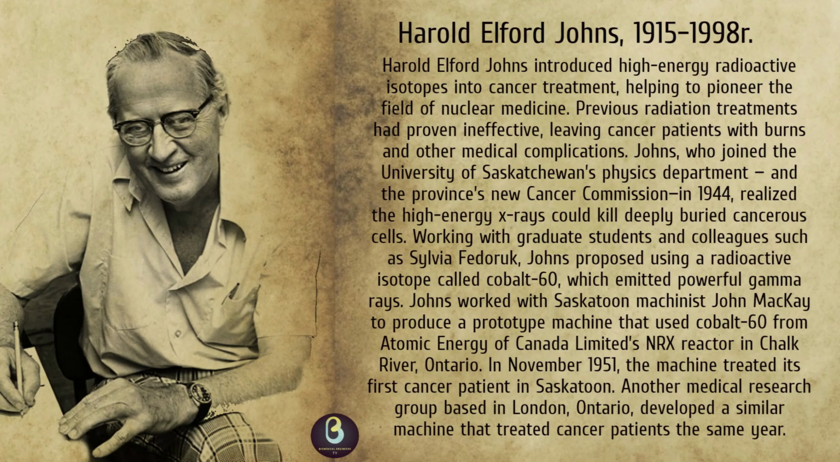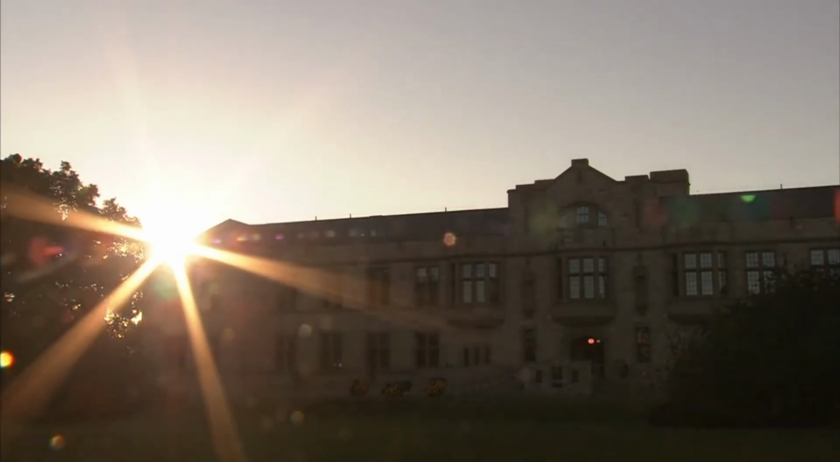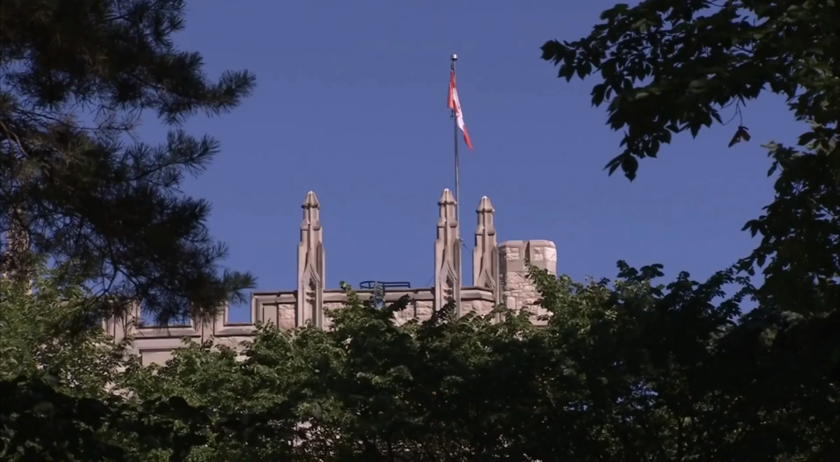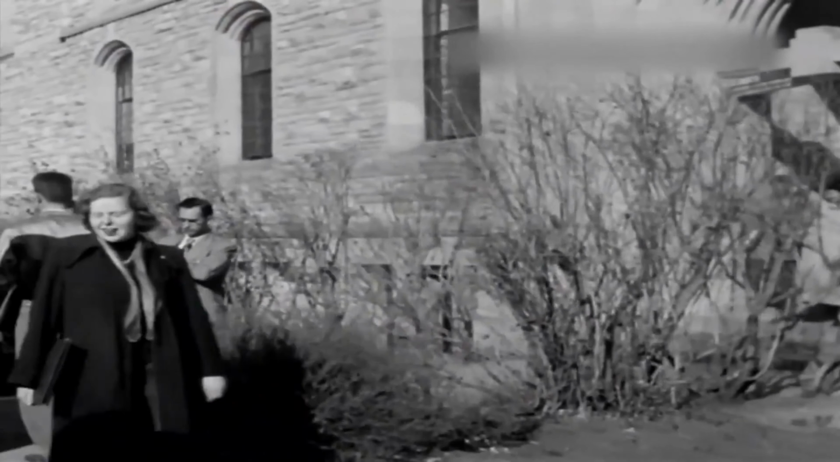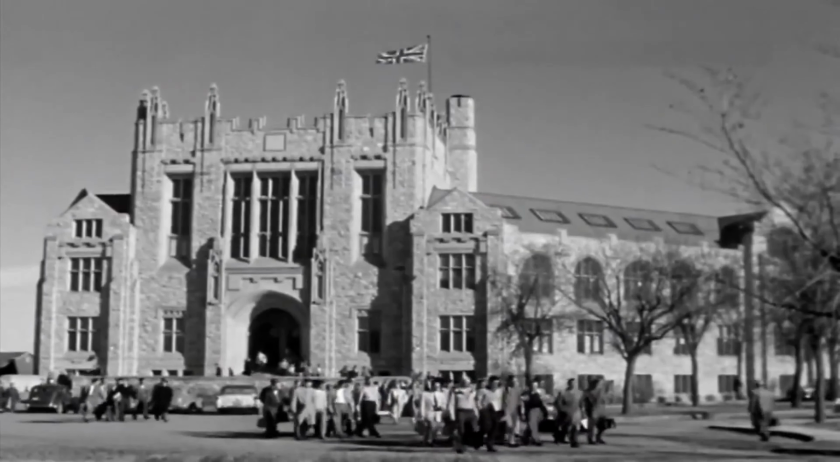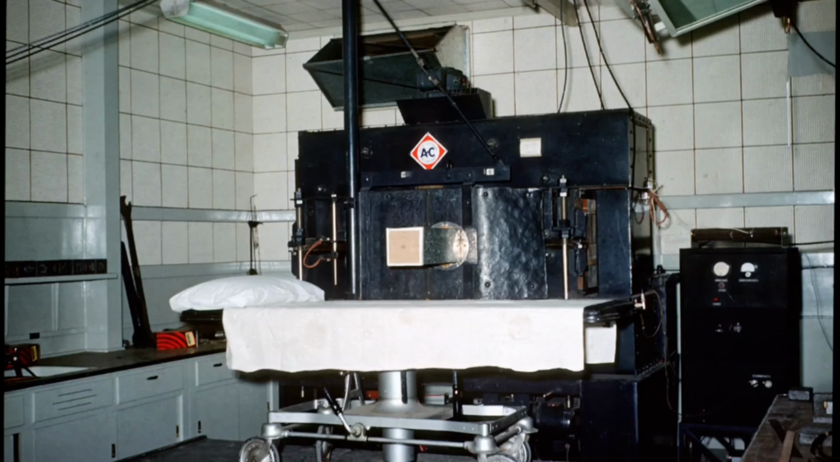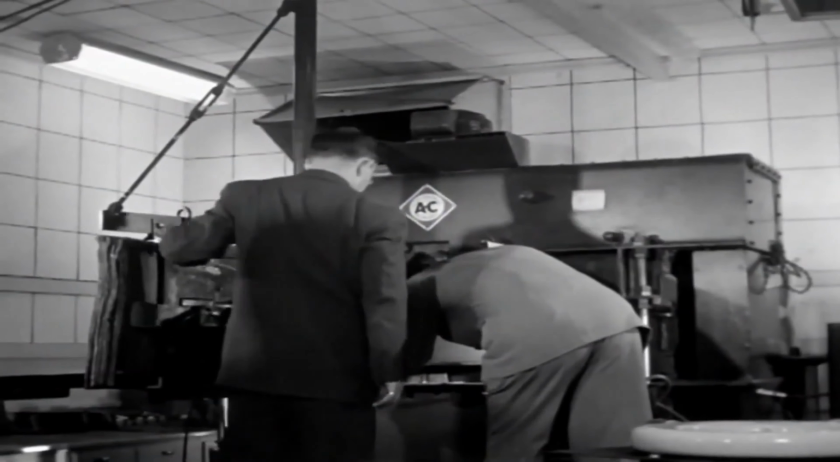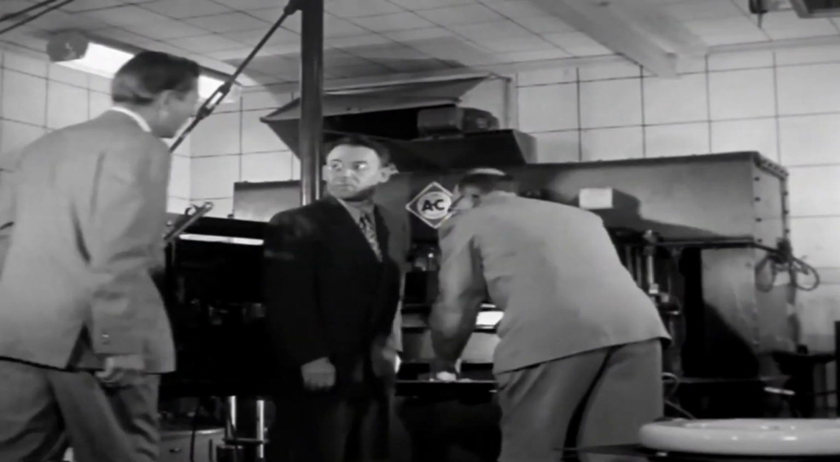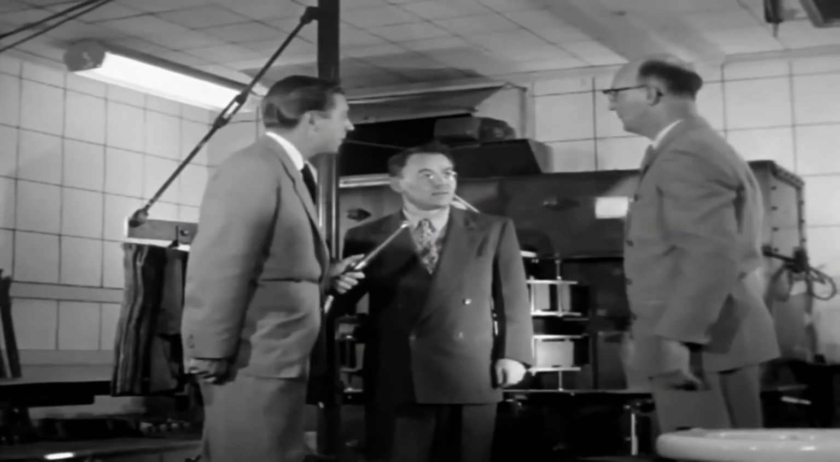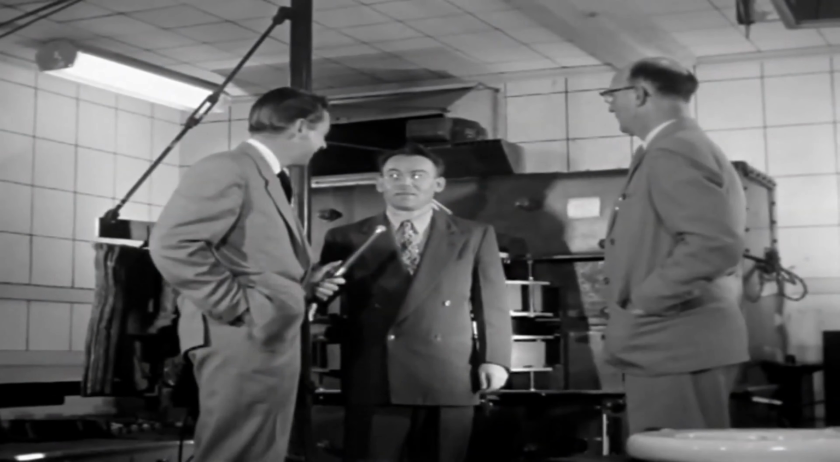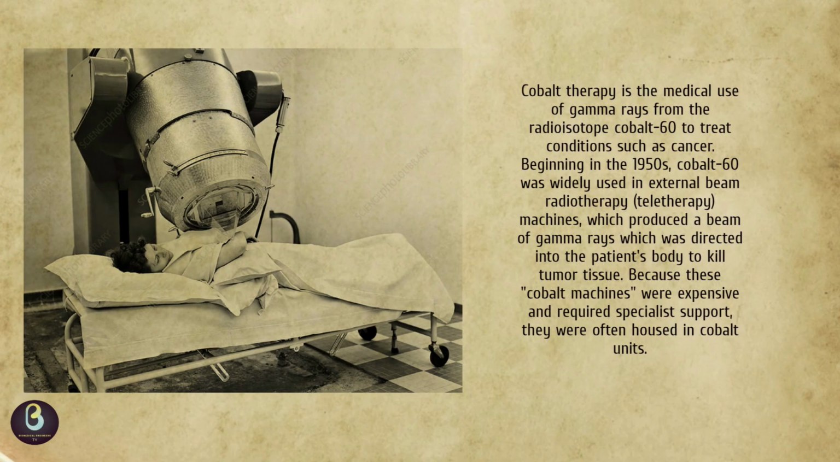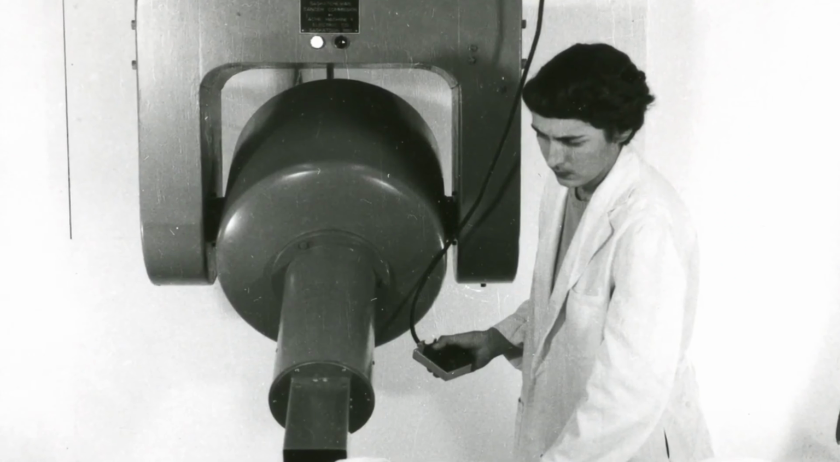In 1949, Dr. Harold E. Johns of the University of Saskatchewan sent a request to the National Research Council, or NRC, of Canada, asking it to produce cobalt-60 isotopes for use in a cobalt therapy unit prototype. Two cobalt-60 apparatuses were then built, one in Saskatoon in the cancer wing of the University of Saskatchewan and the other in London, Ontario. Dr. Johns collected depth dose data at the University of Saskatchewan, which would later become the world standard.